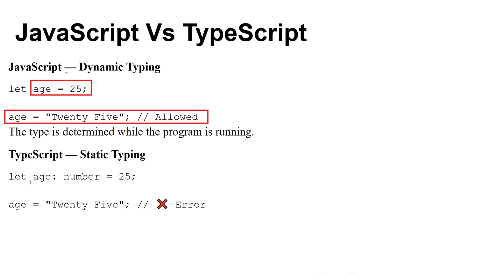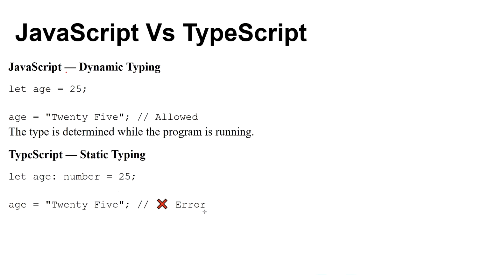But in TypeScript, it adds the number data type. Initially, we can predict what its value will be. So in TypeScript, this string is not allowed because we have already given a number data type, so it brings an error. This is the difference between JavaScript and TypeScript.